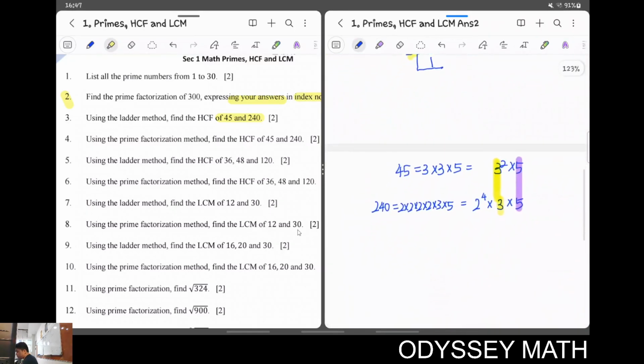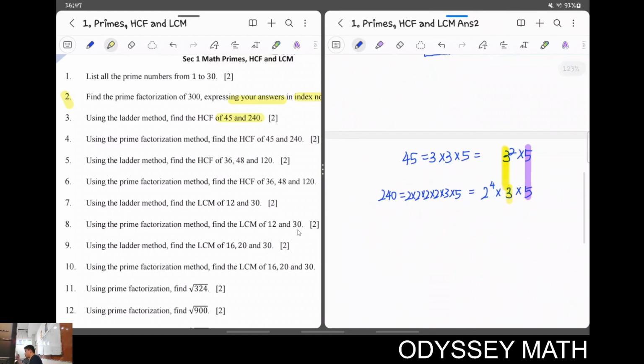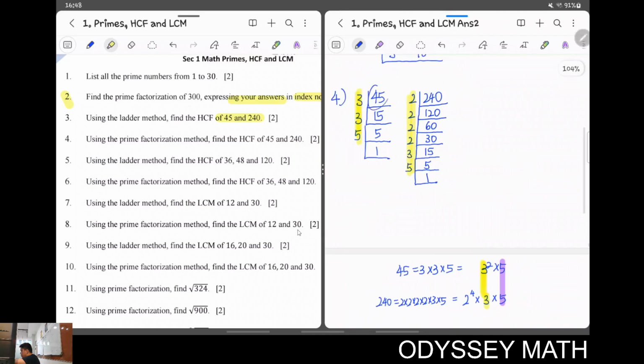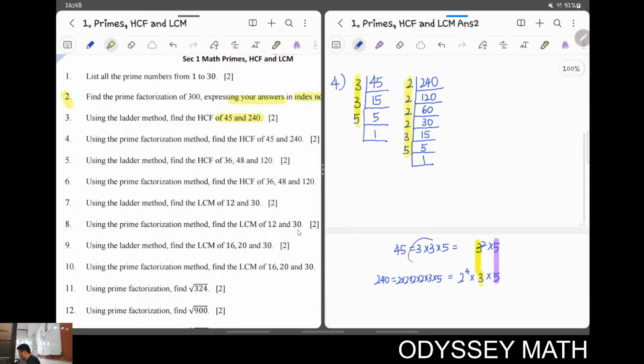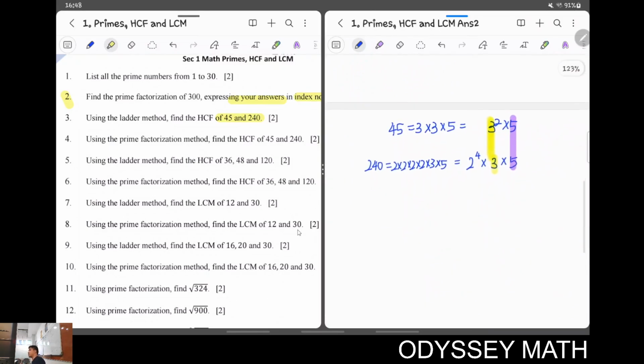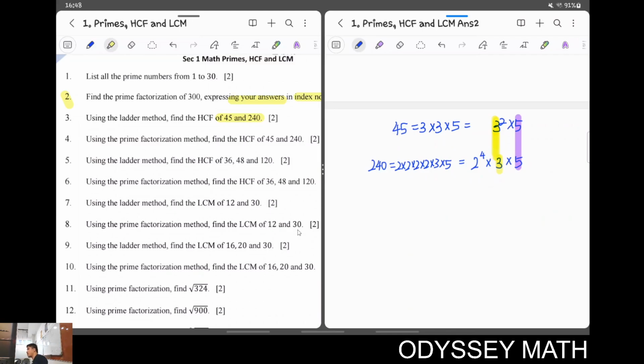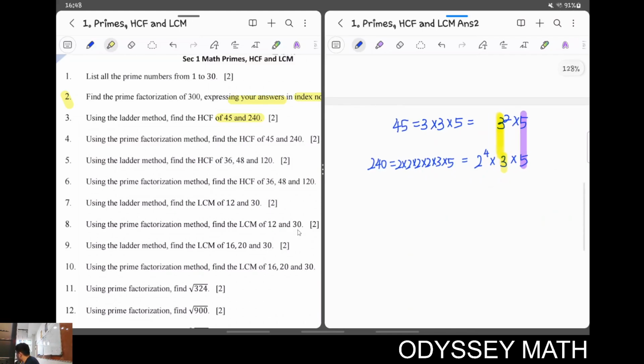I'm going to write in English for you to find the HCF using the prime factorization method. Once you have prime factorized the numbers 45 and 240 separately using the ladder method, you write down the numbers that you have written vertically over here, multiply all together, and write as index form. Then next, pay attention to this. To find the HCF of 45 and 240, this is the English way of remembering.